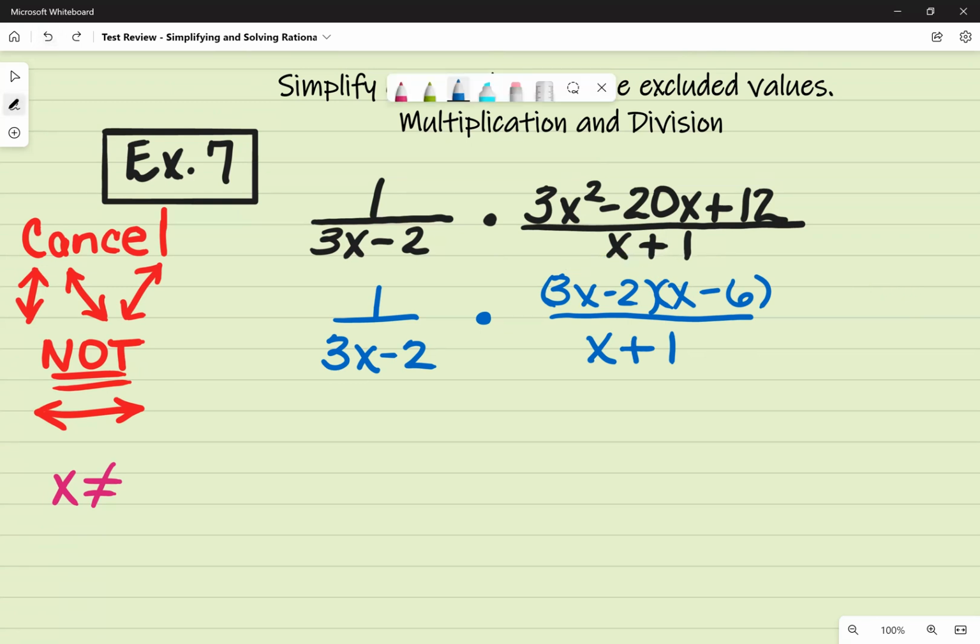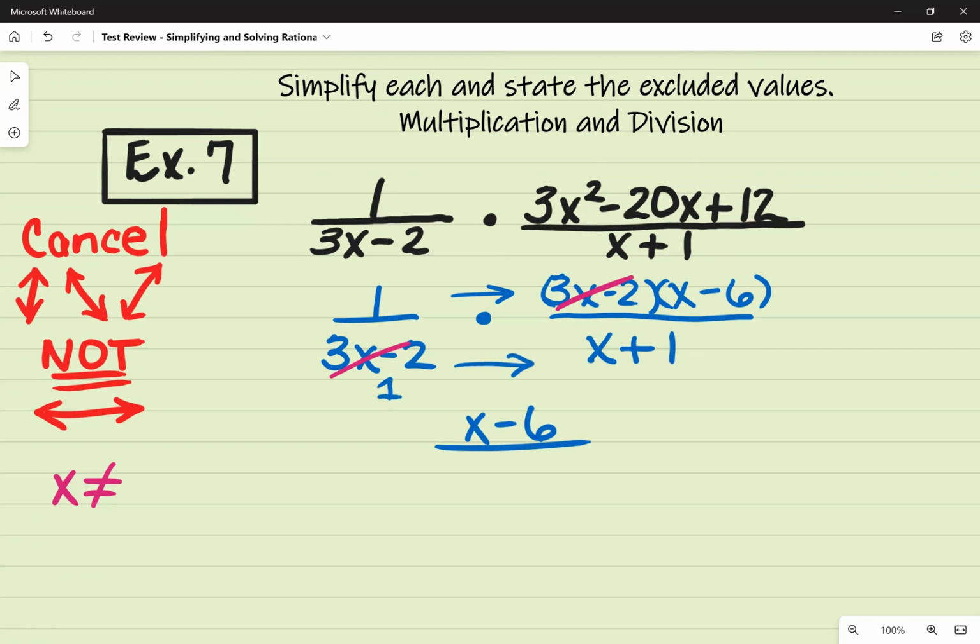What I want to do now is start simplifying as much as I can. Diagonally, I can get rid of something. I don't see anything else to get rid of, so now I just follow my operation, which is multiplying 1 times x minus 6. That's what's left over. And then this becomes 1 times x plus 1. So that's all that's left in as far as my simplified form.